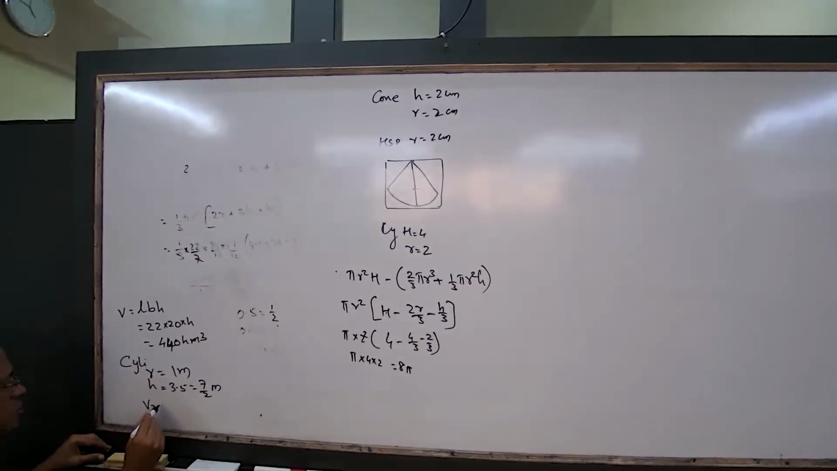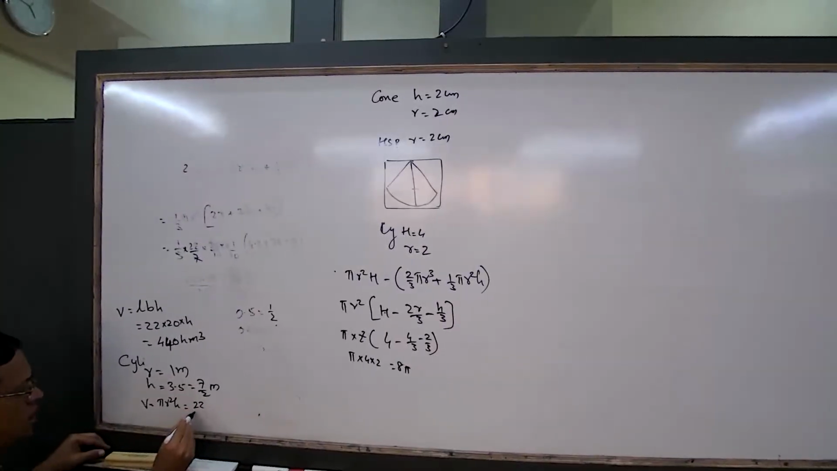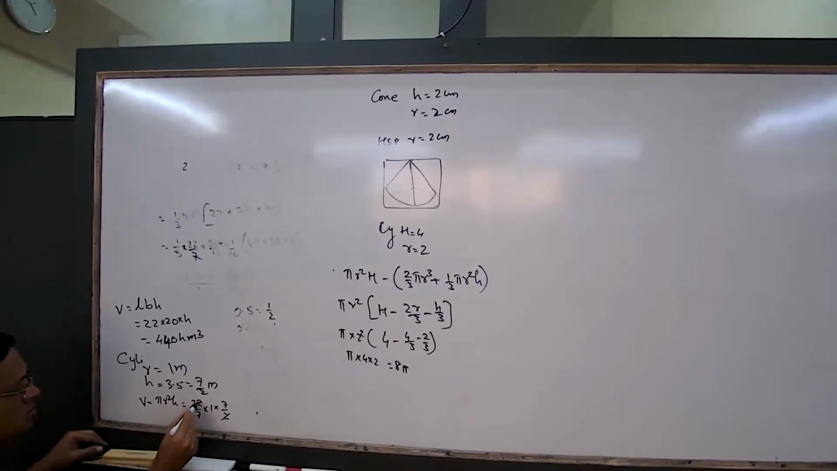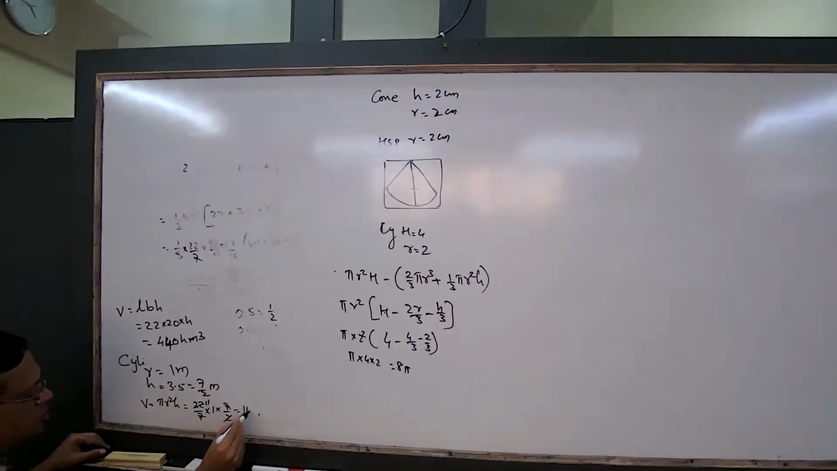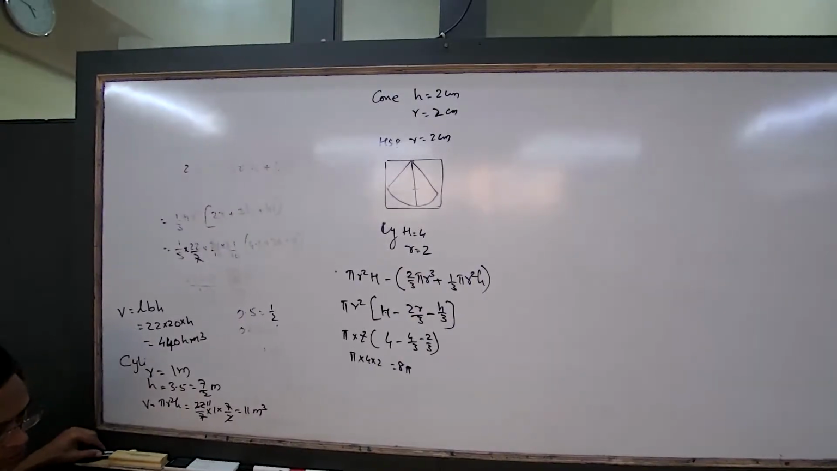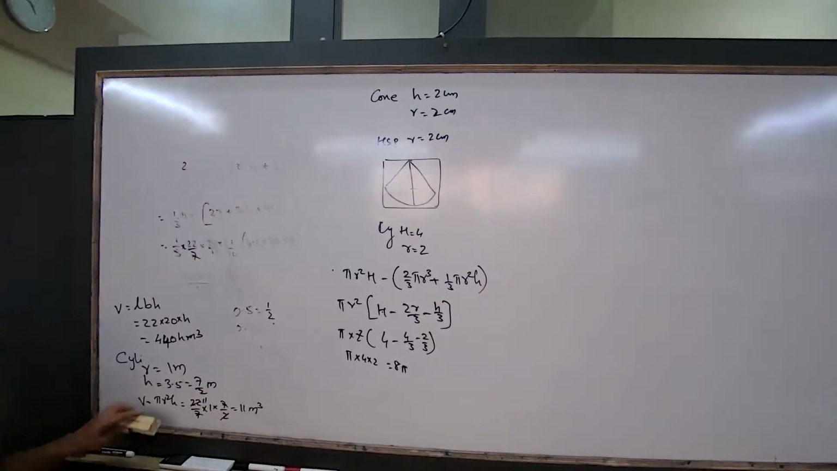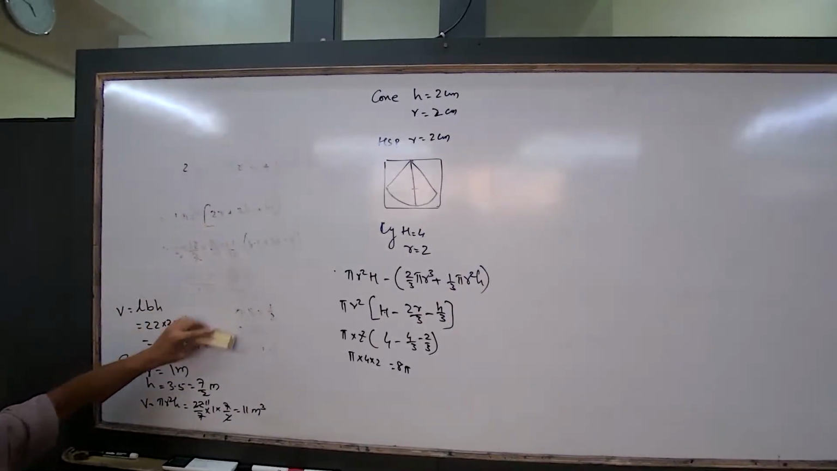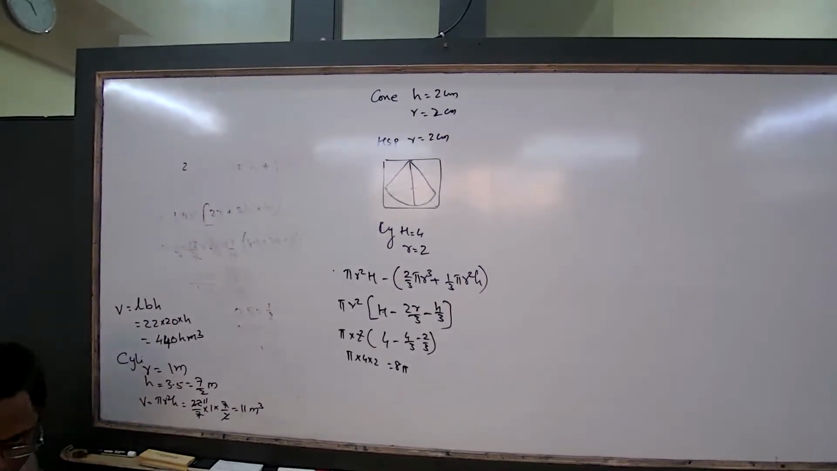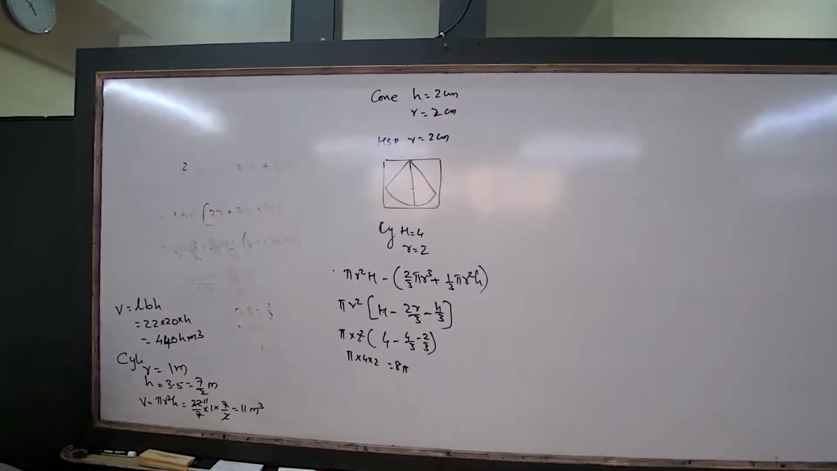Therefore, volume is equal to pi r square h. That is equal to 22 upon 7 into 1 into 7 by 2. How much did you get? 11 meter cube. Not following? Okay, then you can write down. Deepam, are you following? Riya, followed. Okay, then write. Next, write down.